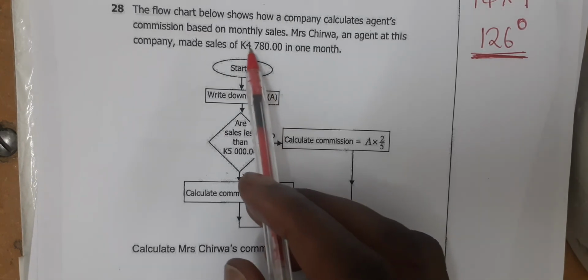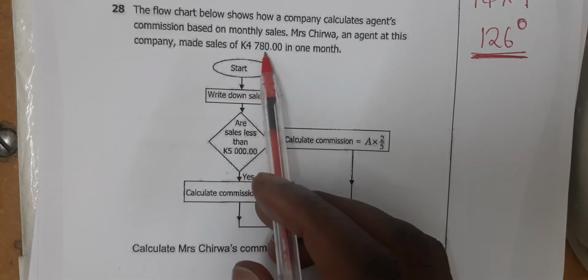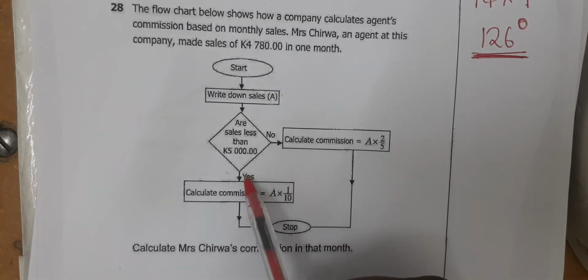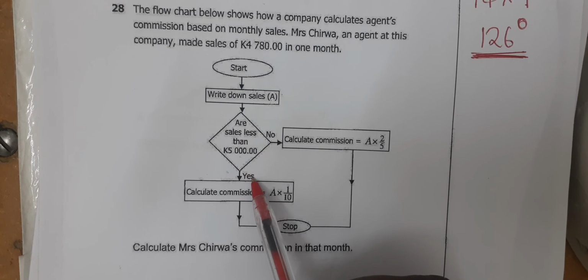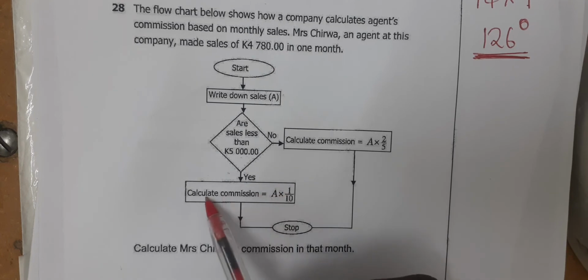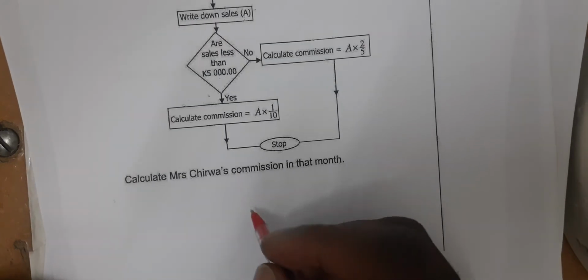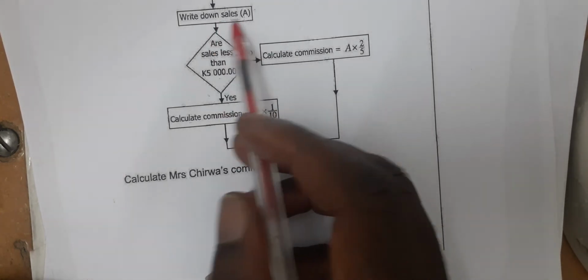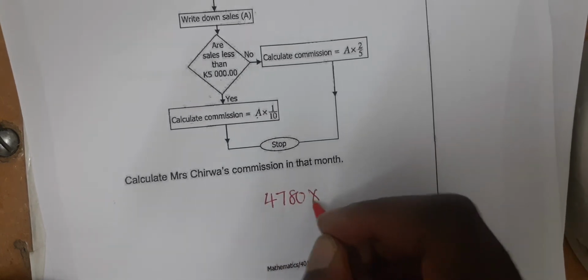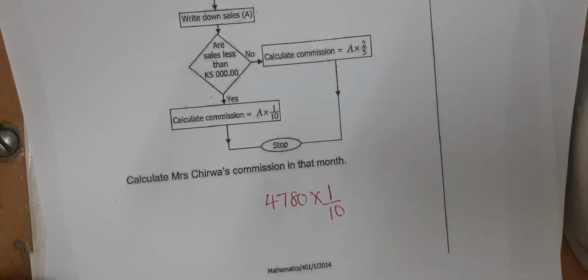So the sales is what? 4,780. Are sales less than 5,000? In our case, the answer is yes. So we are coming this way. So to calculate commission, we'll be using what? Commission will be the sales, which are 4,780, multiplied by 1/10. So that's what we're supposed to do. So let's multiply this one.